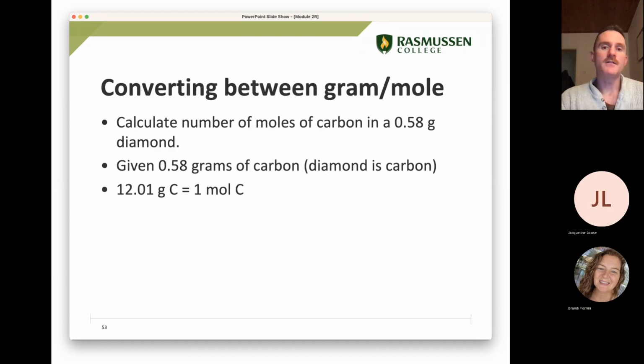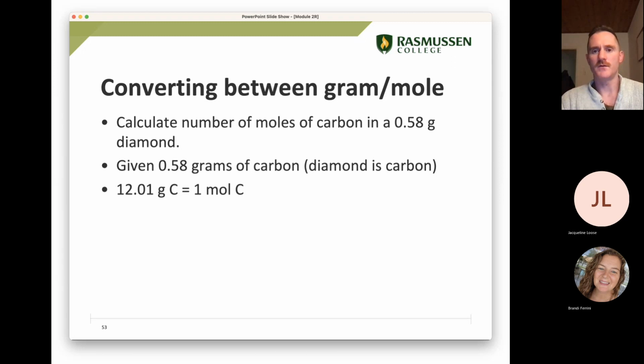So what's cool is you can convert between grams and number of atoms. Very cool, because all of a sudden I can weigh something, get its mass, and then figure out how many atoms of that thing there are. The first thing you have to do is go through the mole to do that. So let's do that as an example.